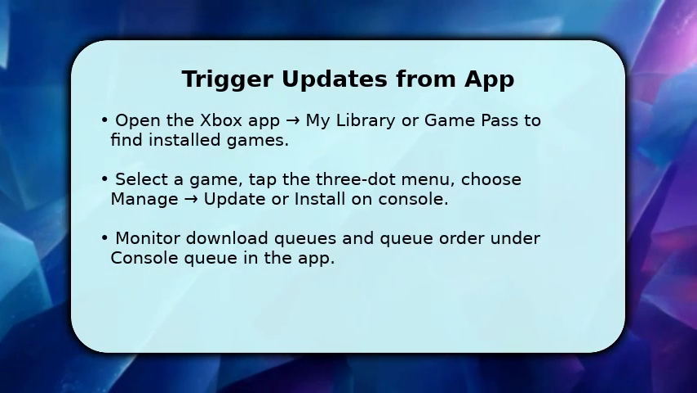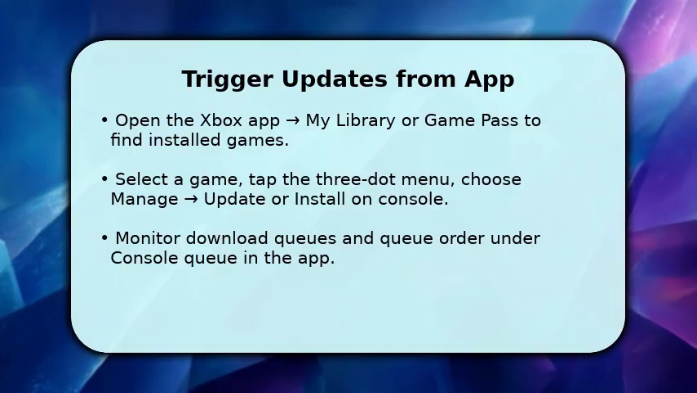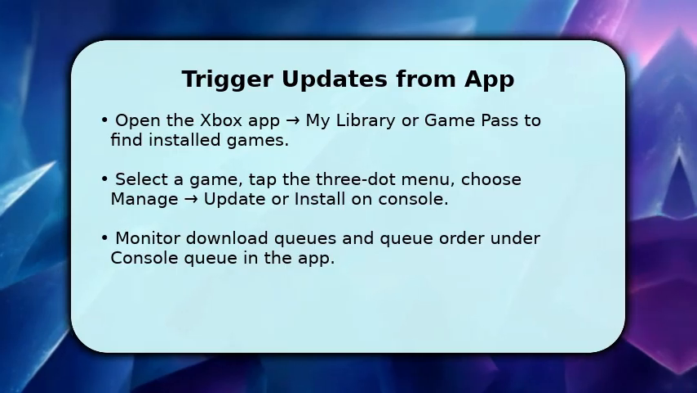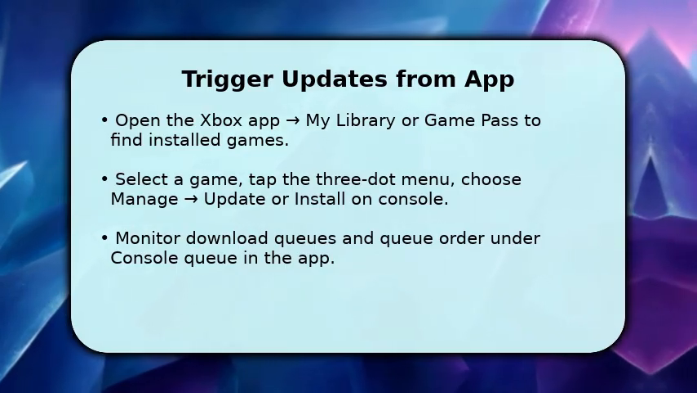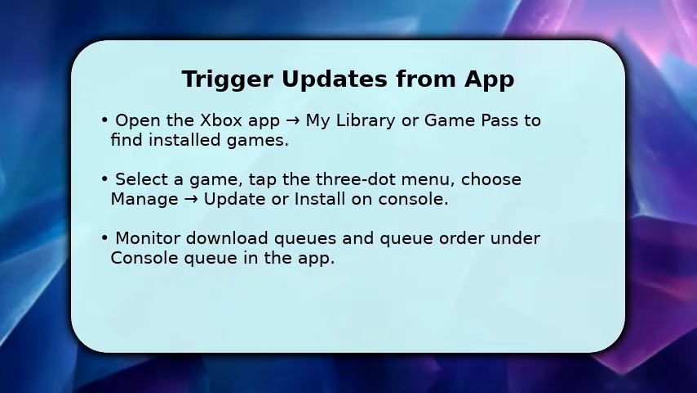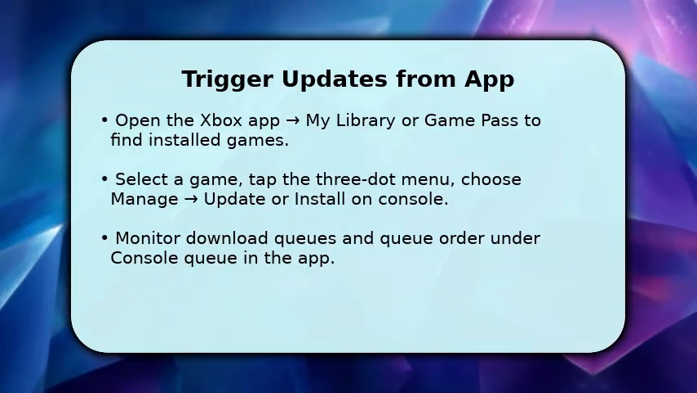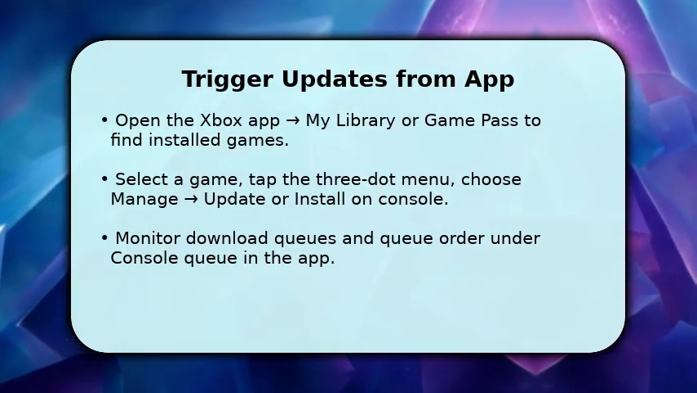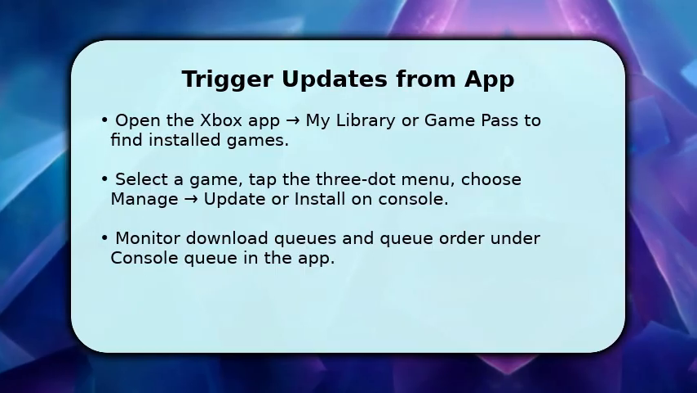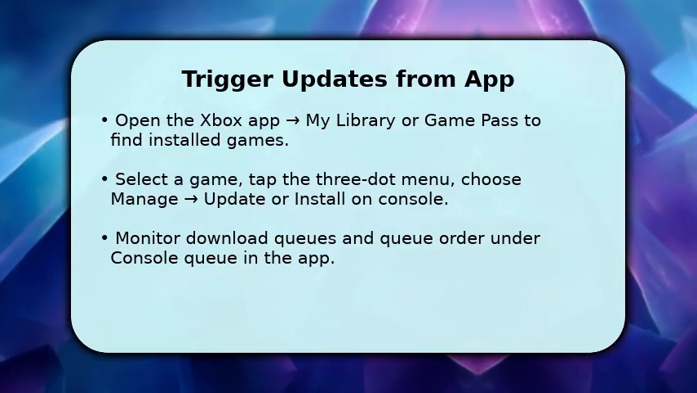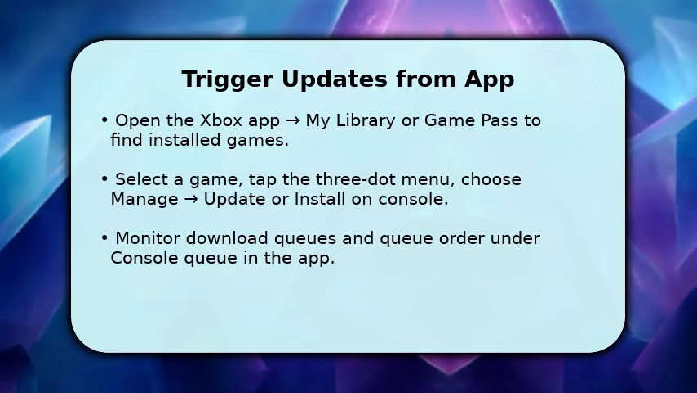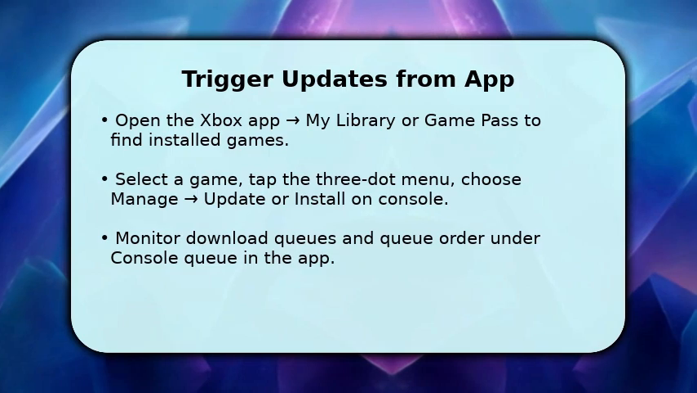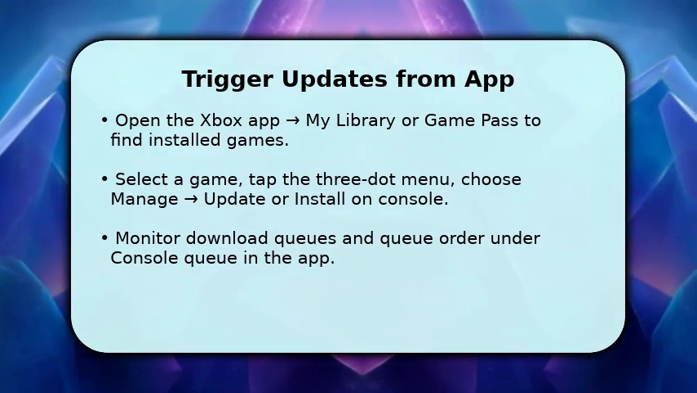Now you take action. Open the Xbox app and navigate to My Library or Game Pass to find the game you want to update. Tap the game, use the three-dot menu and choose Manage, then select Update or Install on your console. This sends a remote install command. Make sure to check the console queue in the app to confirm the job queued successfully. If multiple downloads are running, adjust queue order so critical updates download first, because the console prioritizes queued items sequentially.